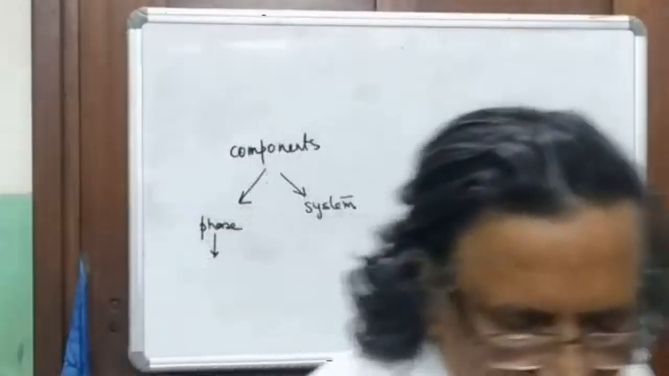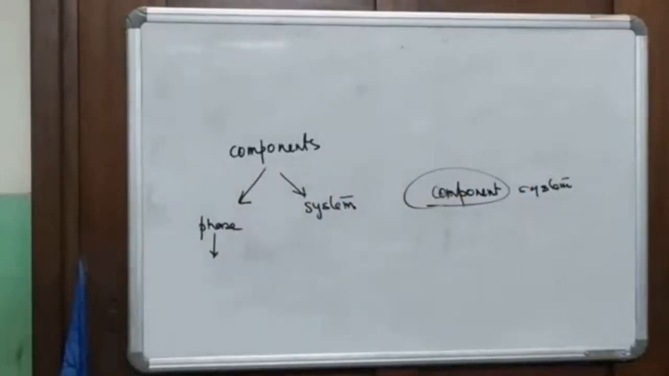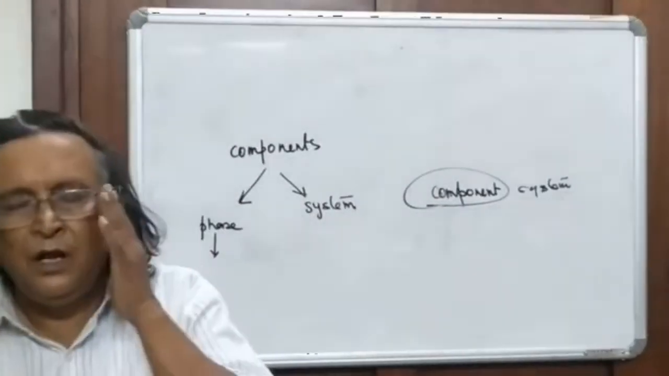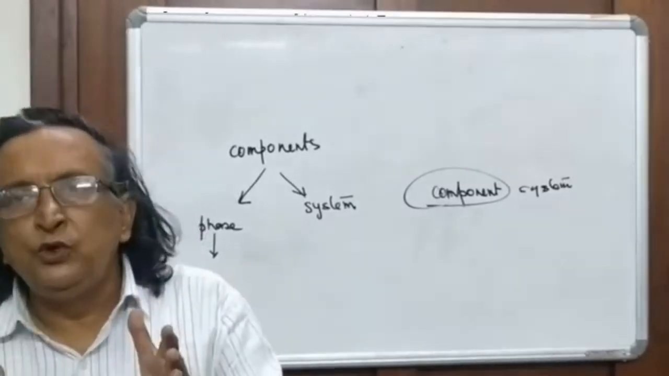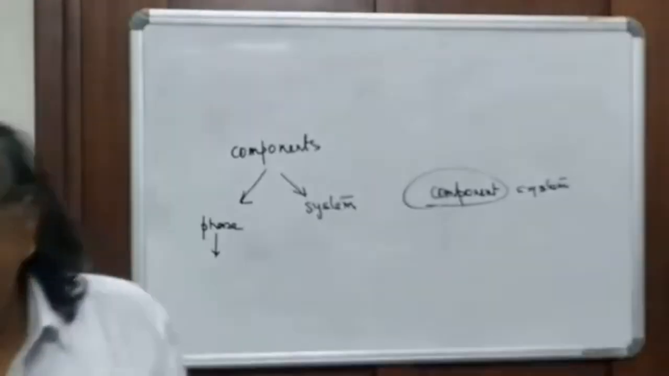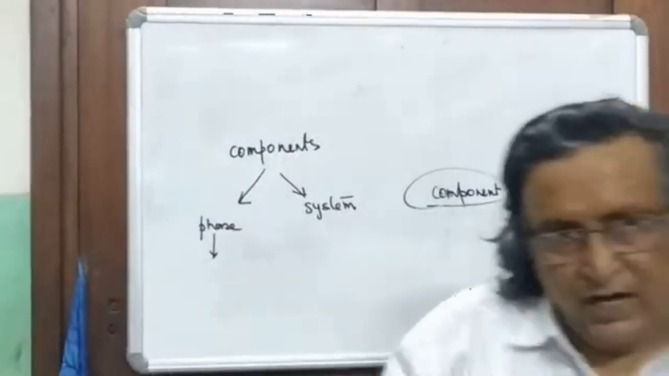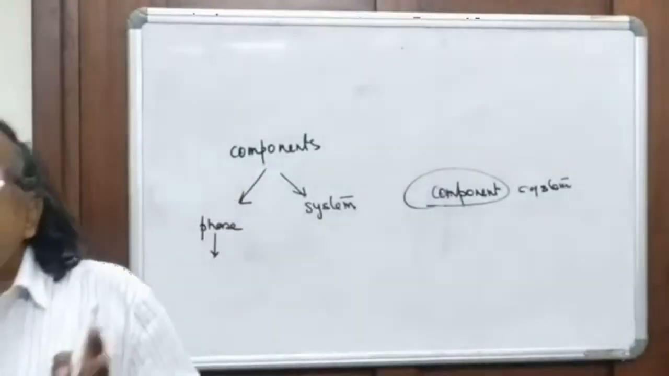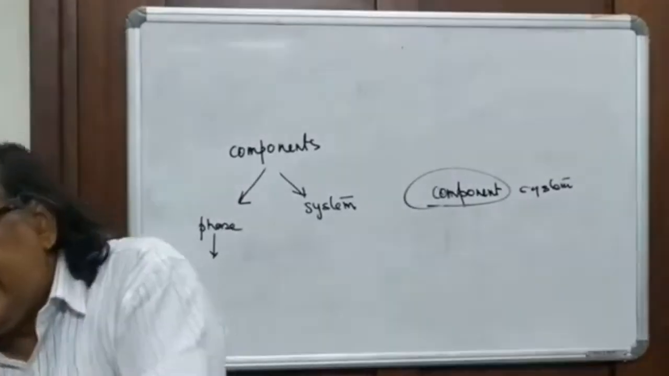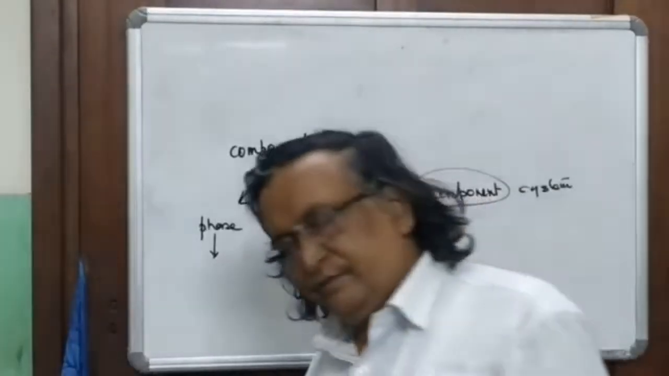Now, for example, what is a system component? The ideal definition is the minimum number of components that describe the chemical variability of the system, or the minimum number of formulae that describe the chemical variability of a system. That is what a system component is. Now let me explain.